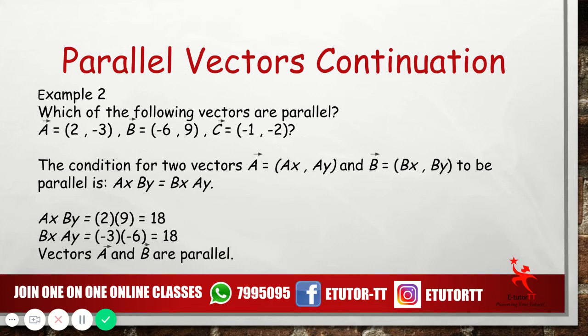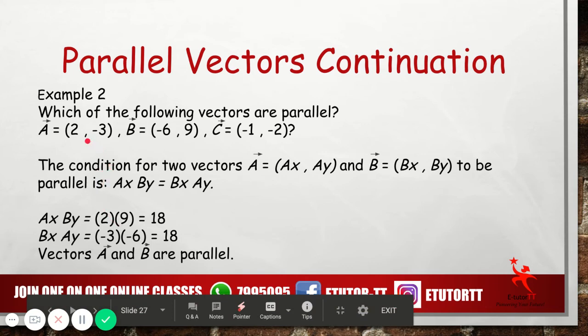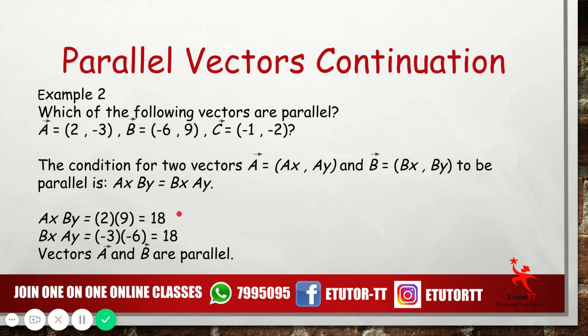So for this case, we're going to work with A and B first, but we also have to check B and C, and A and C. So for vectors A and B, we have AX times BY is equal to 2, because AX is 2, times BY, which is 9, and we get 18. BX times AY is -6 times -3. Negative times a negative is a positive, and 3 times 6 is 18, which is the same as what we got for AX times BY. Therefore, vectors A and B are parallel because they are equal to each other.